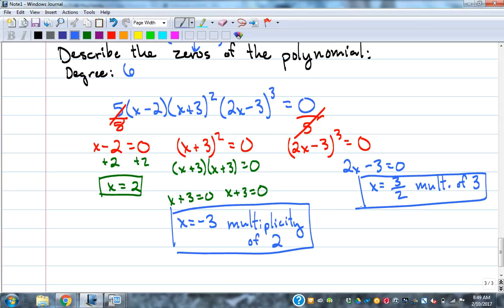Okay, so we have zeros of 2, -3, and 3 over 2. But they count differently. This counts once, this counts twice, 2, 3, 4, 5, 6. Now we count 6 to get a total of 6 answers. Does that mean the x is repeat? Yes, it means the x-intercepts repeat. And it's based on the factor repeating.